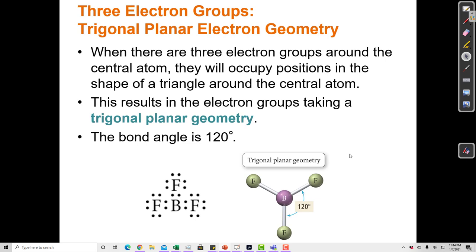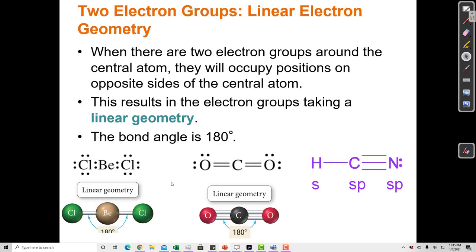When there are three electron groups around a central atom, this is called trigonal planar geometry. So two groups is linear geometry, three groups is trigonal planar geometry. So three electron groups, this is an example. One thing I should point out, let me go back here. This is an exception to the octet rule, right? How many electrons are around beryllium? Two, four. Beryllium only has four electrons around it.